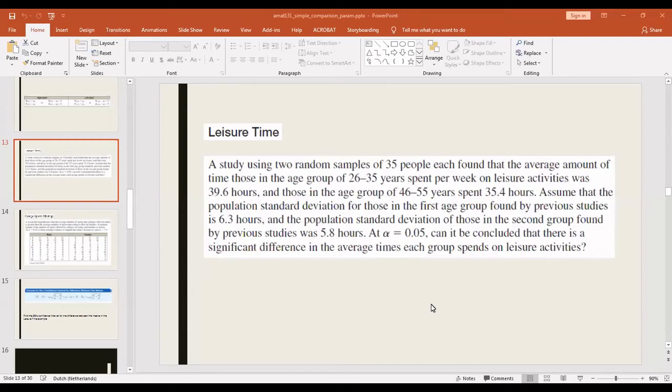Okay, so last time we had this example. So we'll just continue our discussion on this. So what was our z computed?